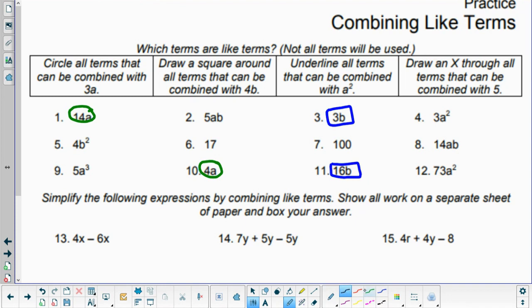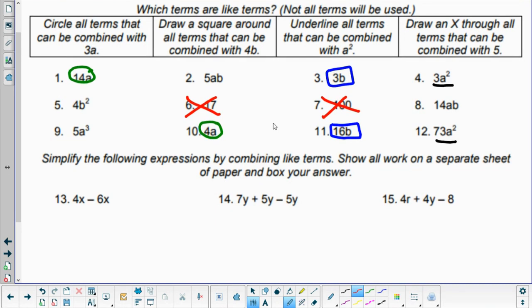Okay, the next one says underline all terms that can be combined with a squared. So we're looking for all of the ones that have a squared, like 3a squared, 73a squared, and that looks like that's all of them. And then the final one says draw an x through terms that can be combined with 5. 5 is a constant. It's just a number by itself. So you can only combine constants with constants. So 17 is a constant, and so is 100. Okay, so you see there are a few other ones that we did not choose, and that's fine.